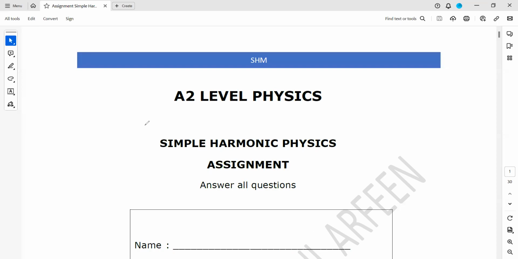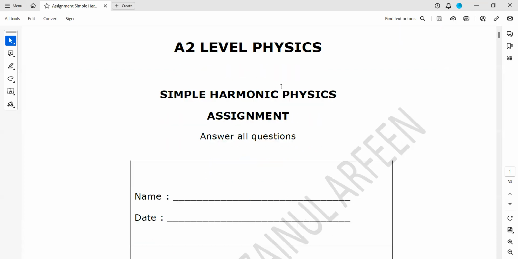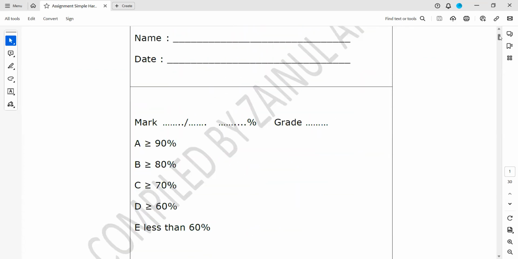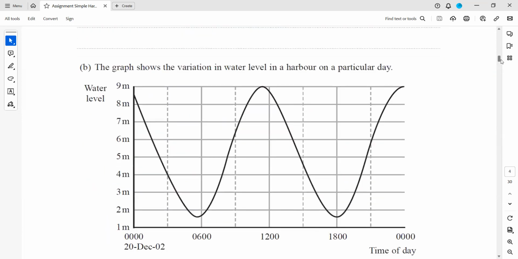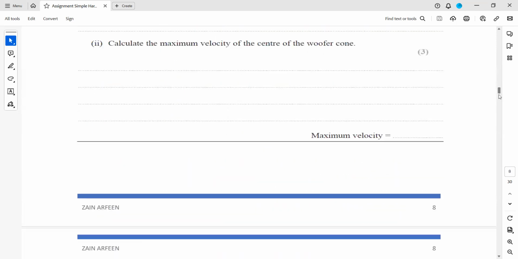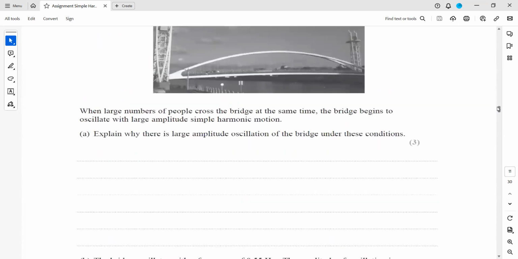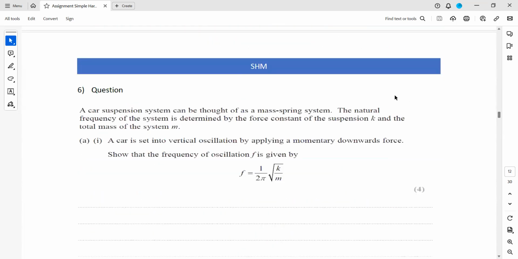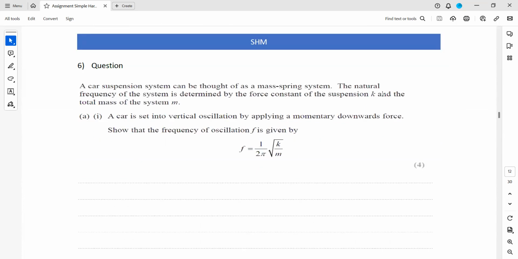So this exercise is related to simple harmonic motion, and we'll do question 6. As I mentioned, in this topic, simple harmonic motion, a short derivation was done last week. The derivations related to the topic are there.